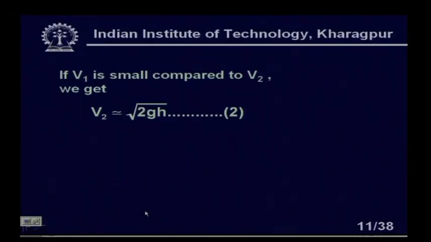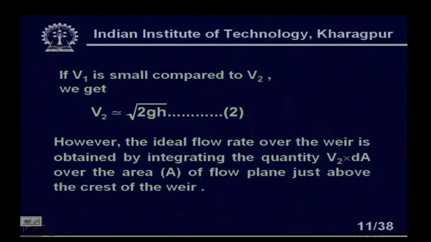In that case, we can simplify these expressions like this. If V1 is small compared to V2, then we can write V2 equal to root over 2gh, right. This is equation number 2. However, if I want to find the ideal flow rate, because it is not very easy to measure the h, we are getting the flow at the crest.